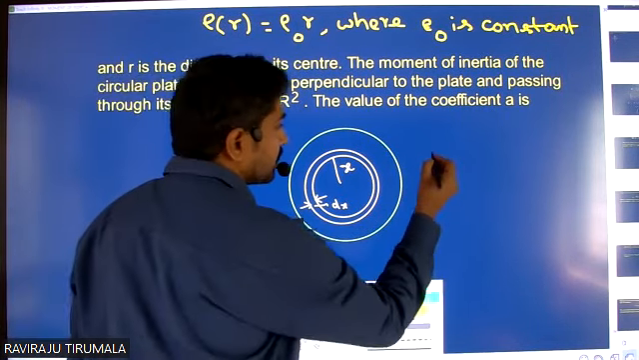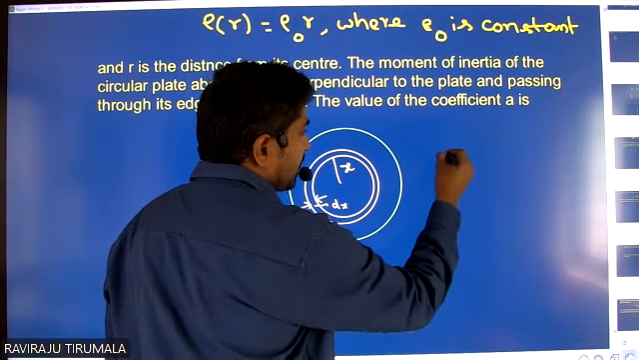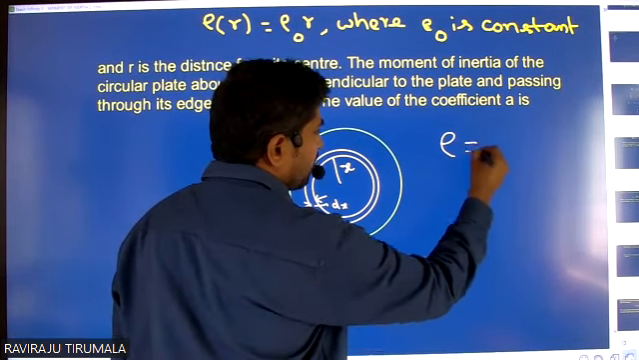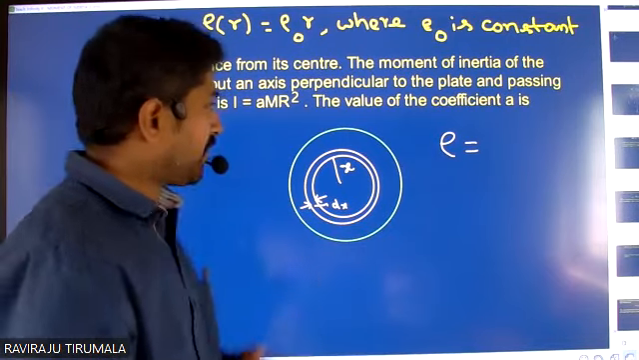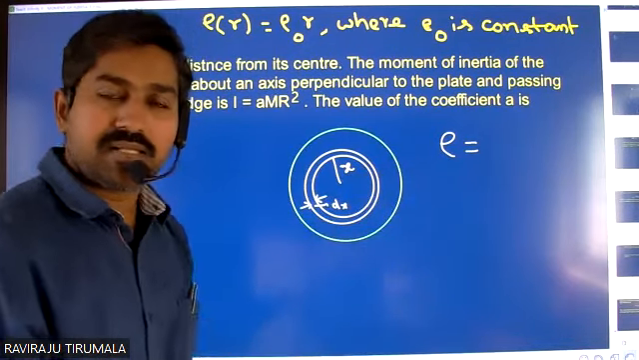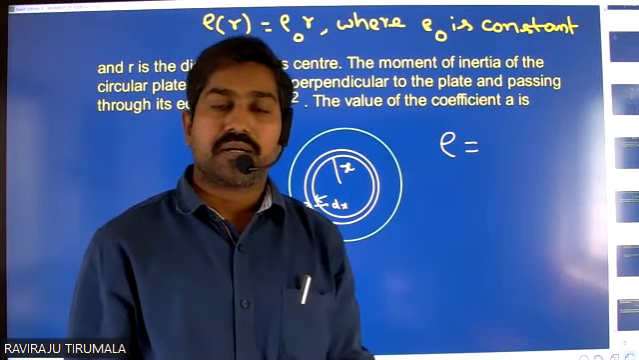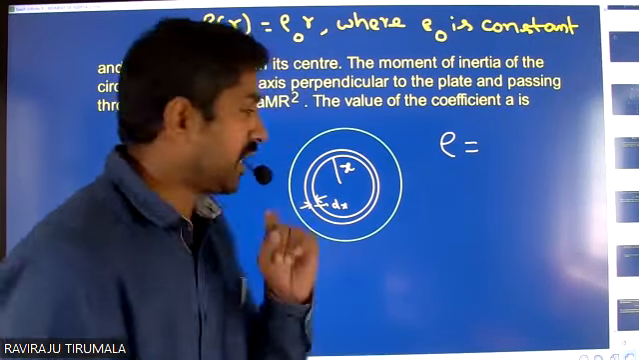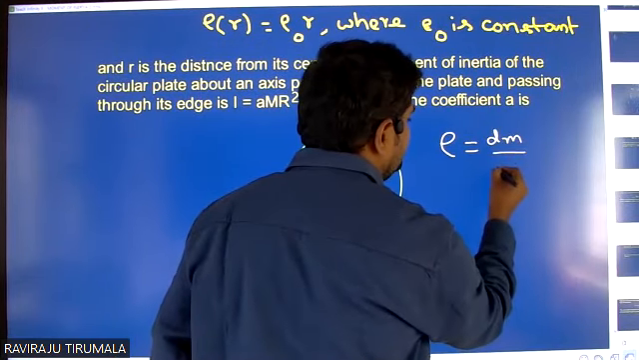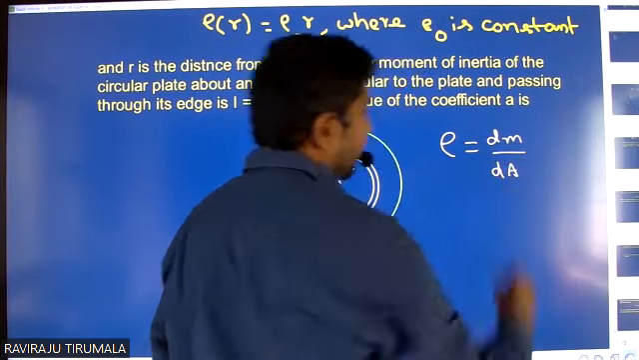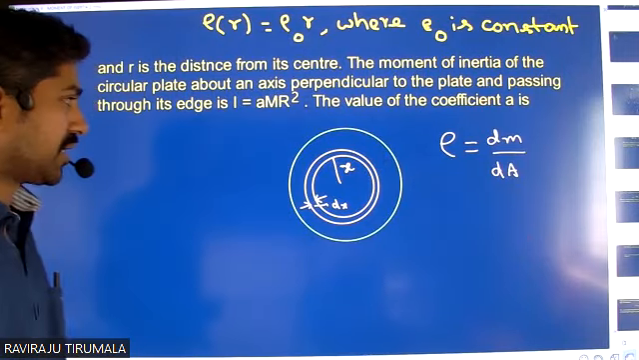This is area only, na? So that the density is given, symbol is given rho, whatever it may be. What is the formula for areal density? That is mass by area. So that you can write here dm by dA.